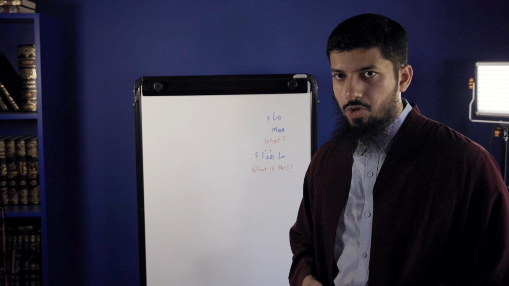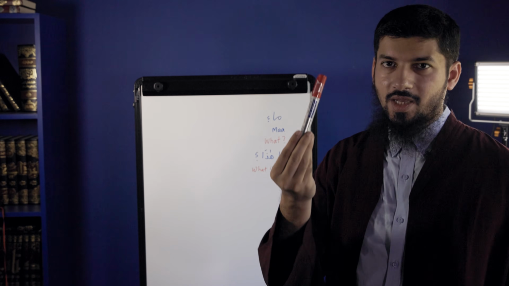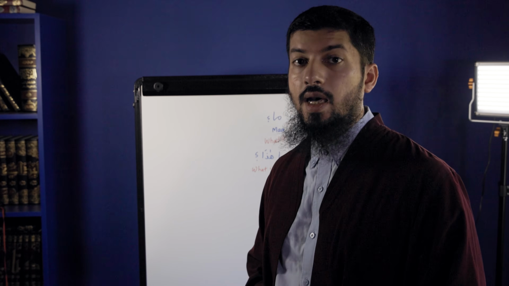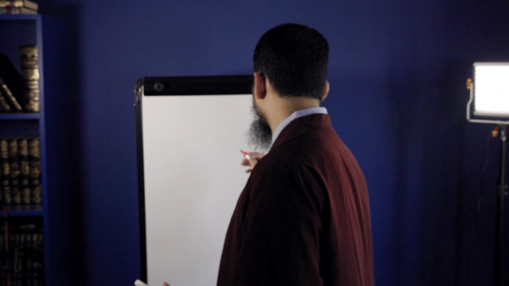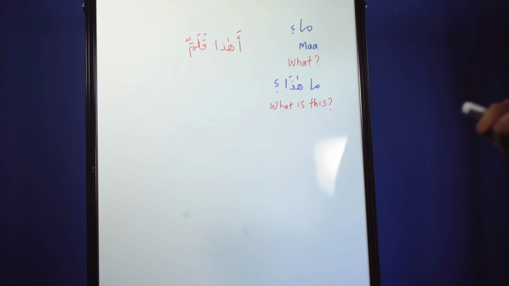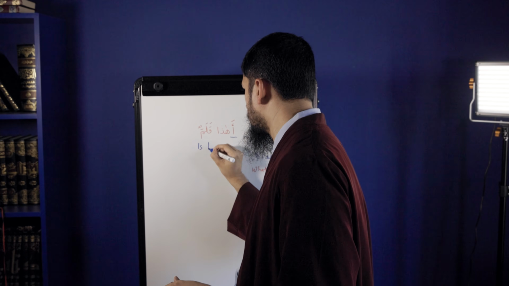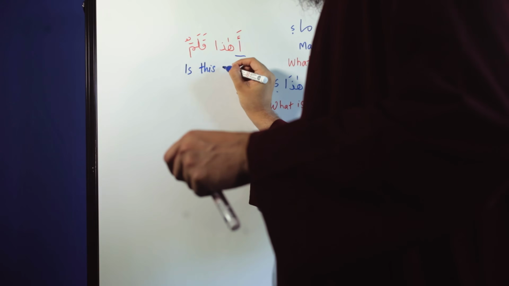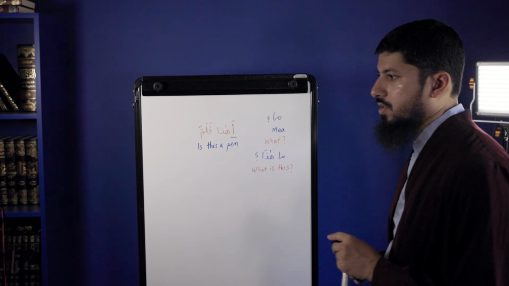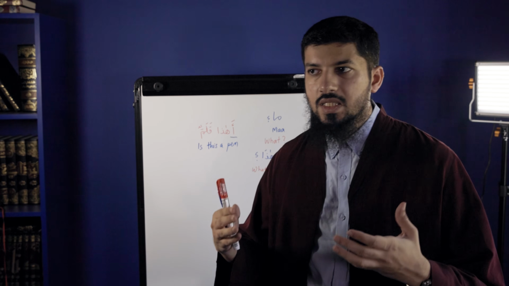Let's learn to ask another question. How do you ask? Is this a pen? So we need the word for is, and that is the hamza. The hamza or the a. أهذا قلم. So this hamza is a question word, which is is. Is this a pen? أهذا قلم. Okay.